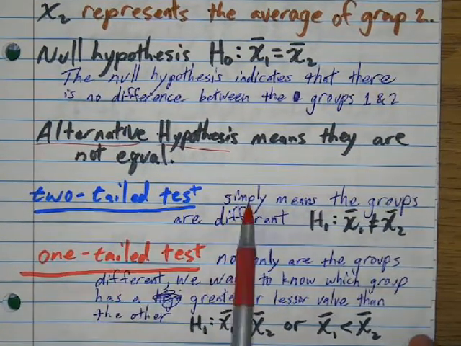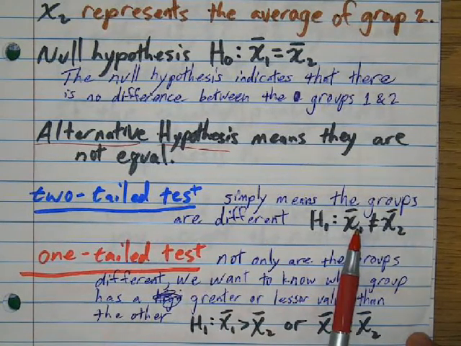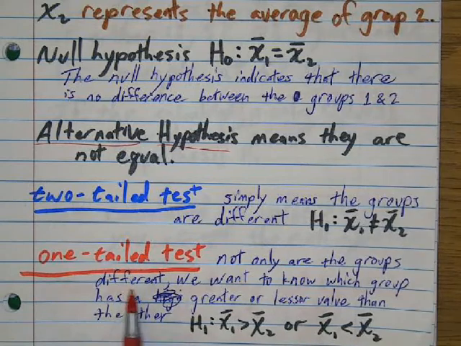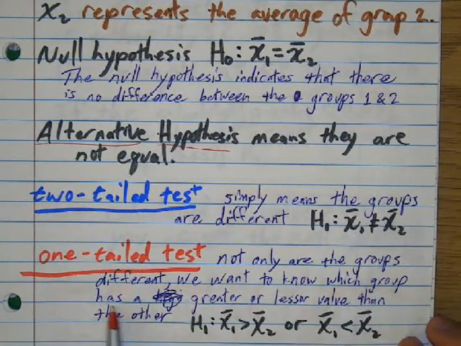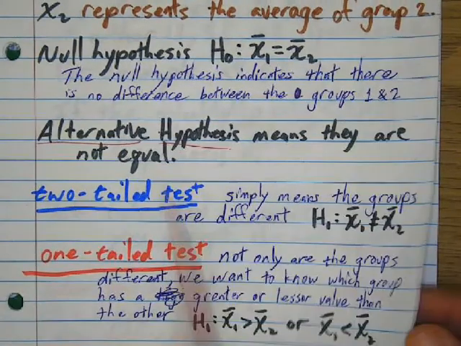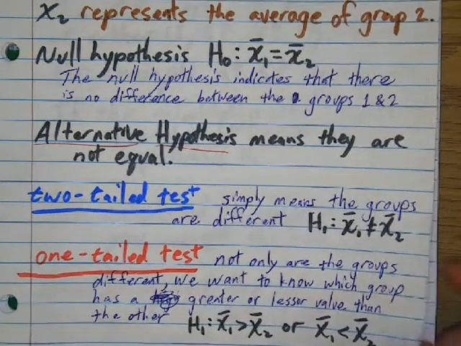Two-tailed simply means we just want to know, are the two groups the same or are they not? A one-tailed test is when we want to know not only if the two groups are the same or not, but which group has a greater value or a lesser value. Okay, and we'll be doing an example of this in a minute. If you need to pause to copy this down, please do so.